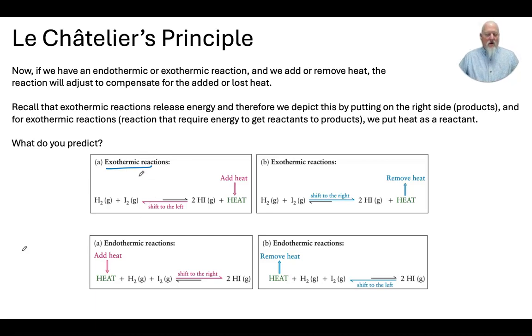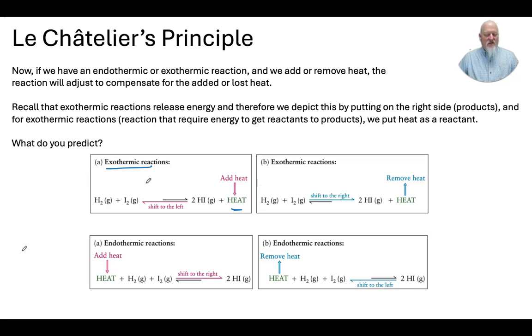Okay, so during exothermic reactions, since heat is produced and emitted by the reaction, we put heat as a product. Okay, we do that so we can kind of keep track of things. We don't always write it there, but we're going to do it here to kind of be able to see things.